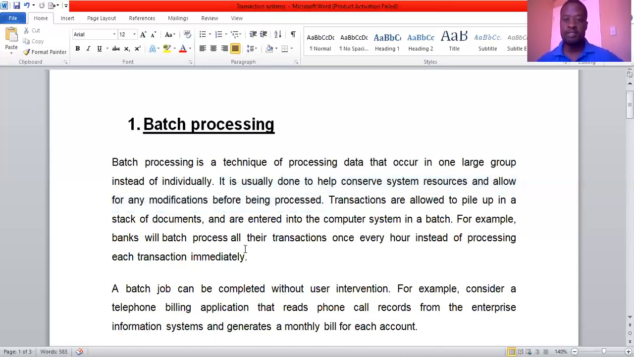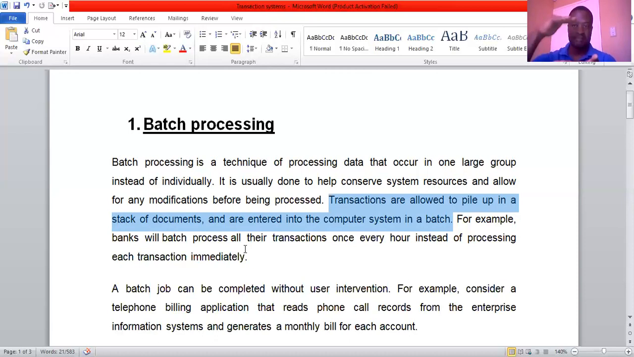The transactions are piled up in a stack of documents and are entered into a computer system in a batch. It's like you are saving them, and then it becomes a stack of documents, like when you pile books up. That's basically how batch processing systems work. All these documents or transactions pile up and are entered into the computer system in batches.